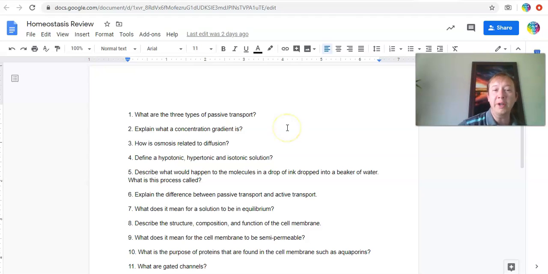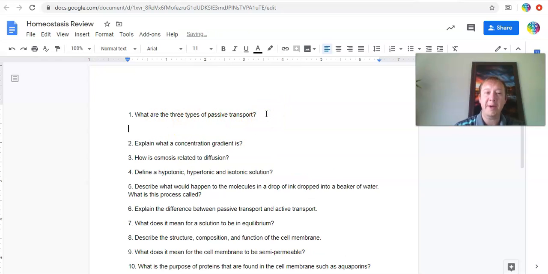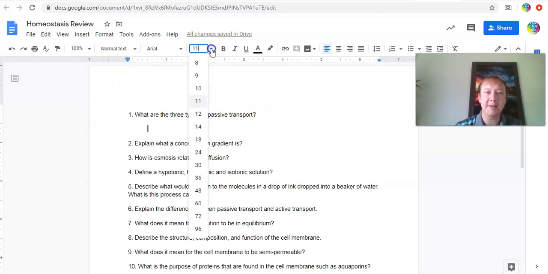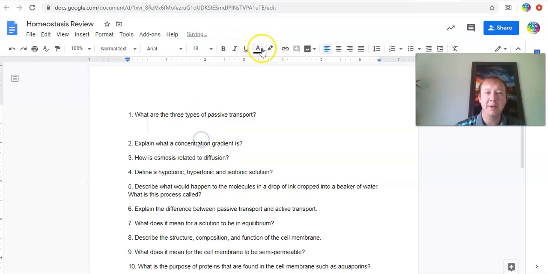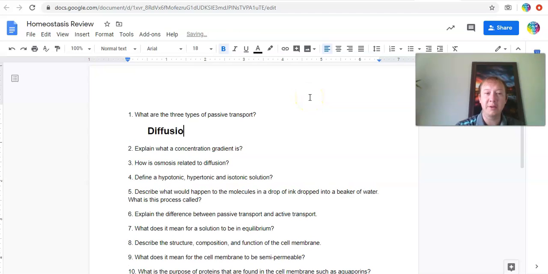Alright, so when we're looking at the homeostasis review for the test tomorrow, one of the first questions is looking at the types of passive transport. There are three types of passive transport that were in the videos as well as the lessons. So the first type, and actually let me change the size of this to make it easier for you to see, is diffusion.